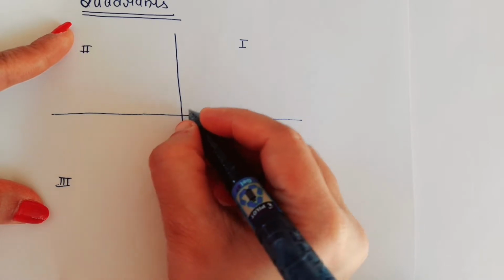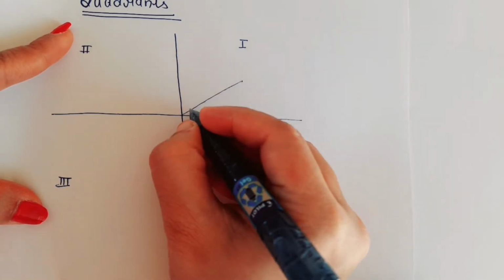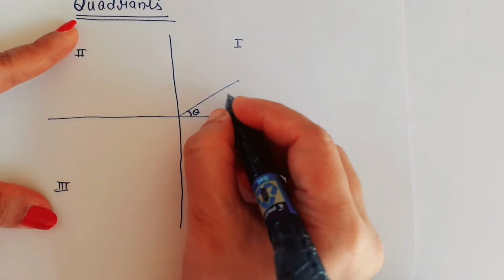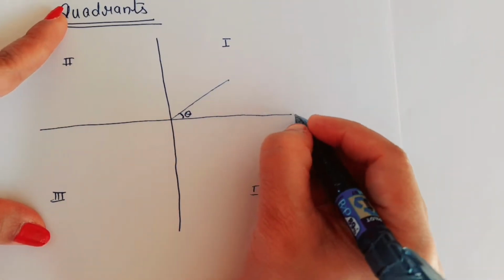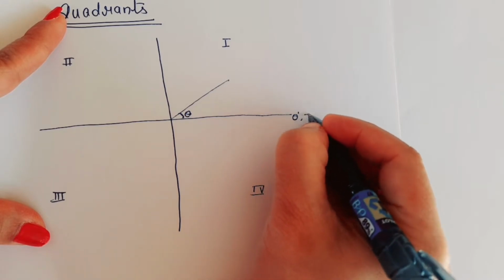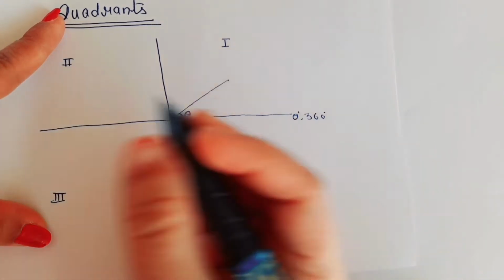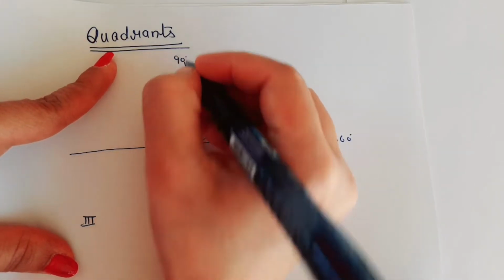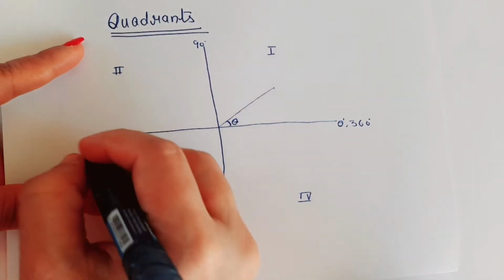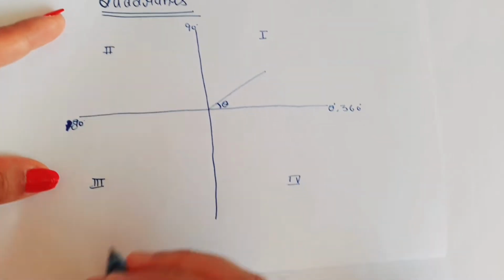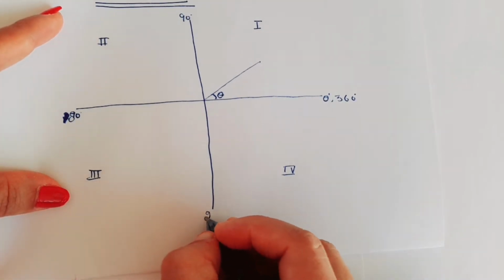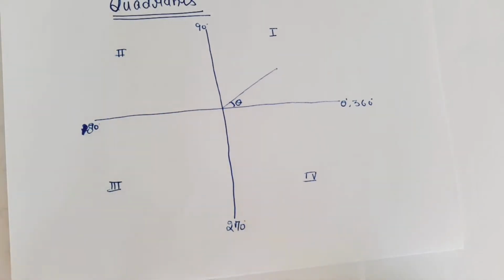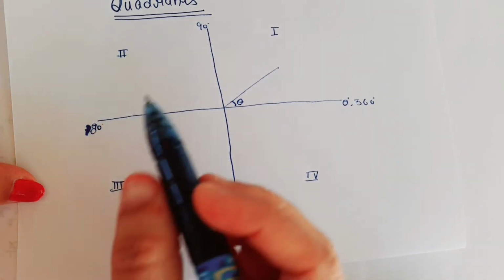Okay, this angle we are taking as theta. Suppose theta is here like this. This angle is 0 degree, or you can say this is 360 degree. This angle is 90 degree, this angle is 180 degree, and this angle is 270 degree.